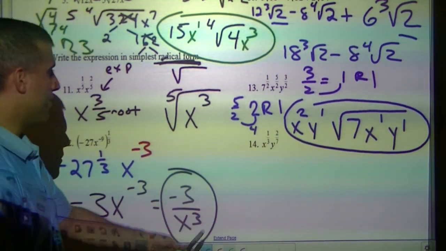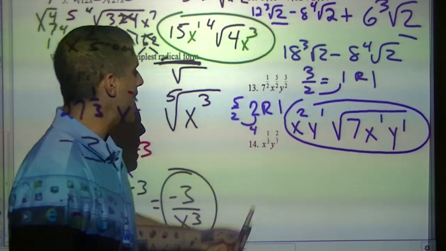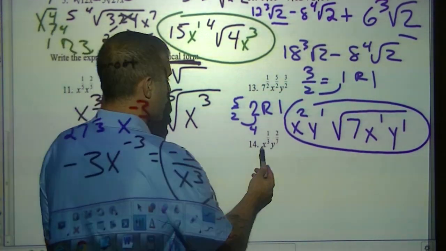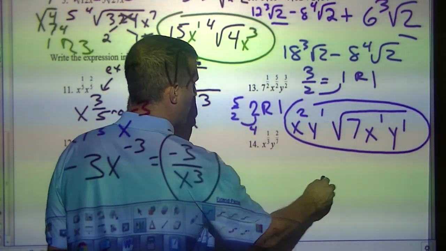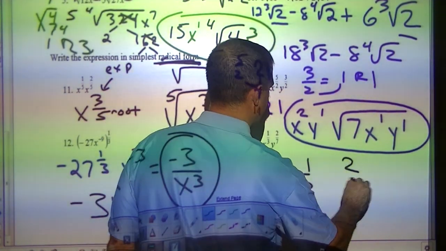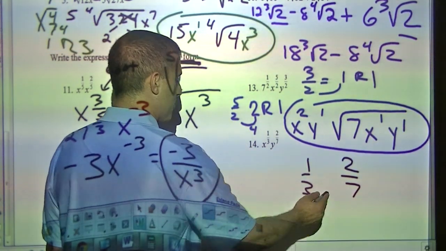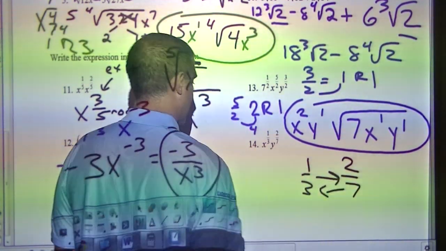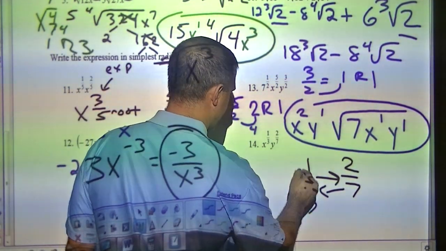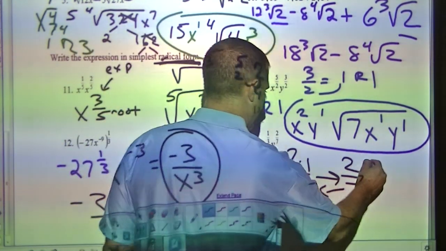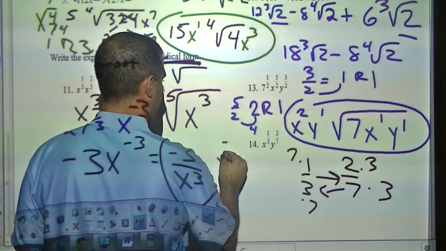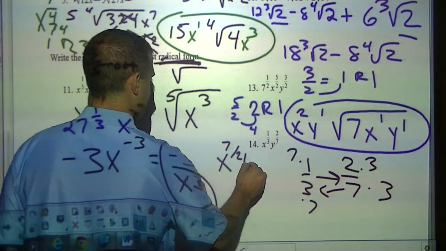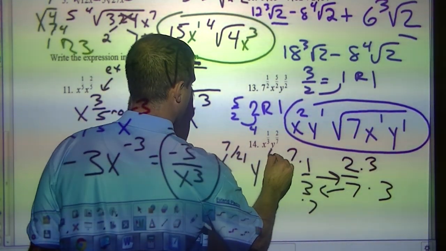Okay, this one, as you can see, you don't have like denominators. So what you're going to have to do is make them into like denominators. Well, the simple way to do that, if you've got 1/3 and 2/7, is just multiply them by each other. So this one I have to multiply by 7, top and bottom. This one I have to multiply by 3, top and bottom. So what I got is x to the 7 over 21, y to the 6 over 21.